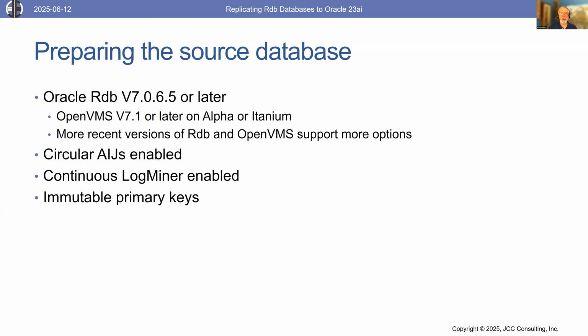In the RDB database, you need to have circular journals enabled, and you need to have continuous LogMiner enabled. And those are both database administration topics that are beyond the scope of this session. You also need immutable primary keys, and I'll come back to that in a bit. But we need to know what the logical primary key is in the source database to use that to replicate data to the target database. And there are issues if your source application changes those primary key values.